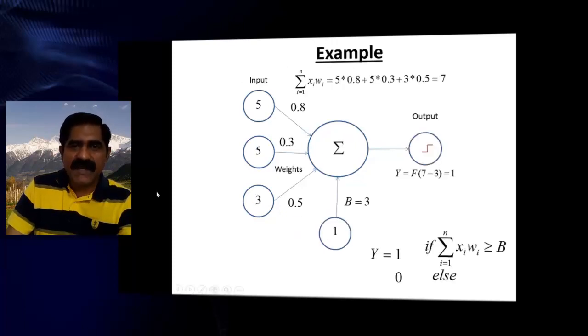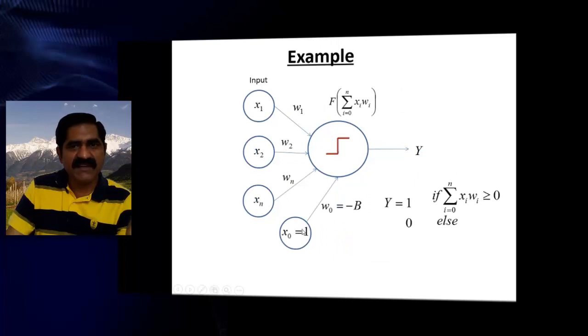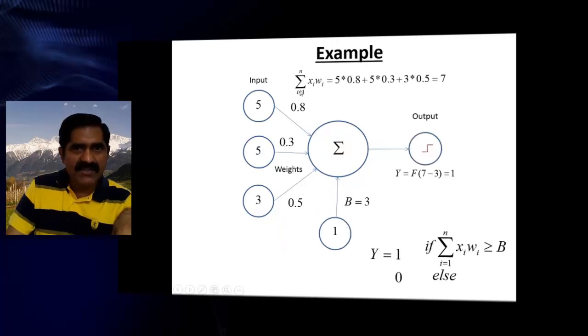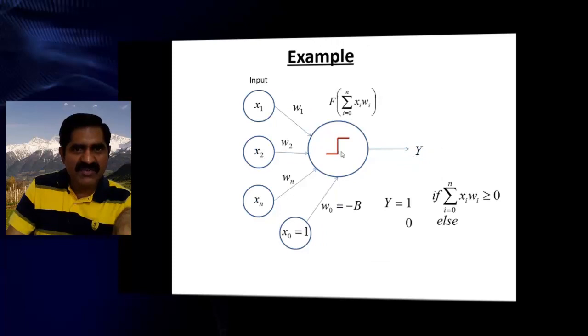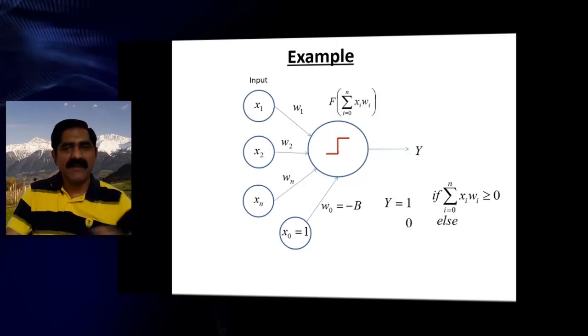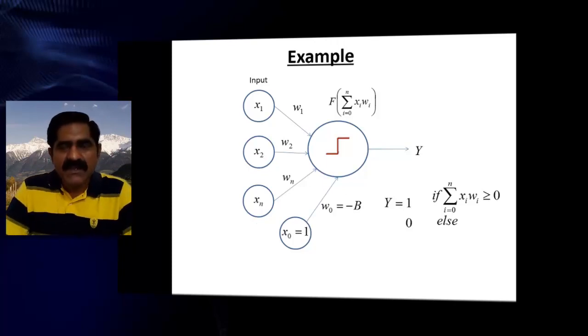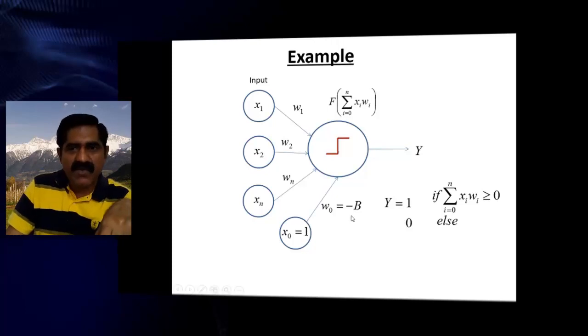Instead of keeping bias like this, if I bring the bias also as an input, always 1, with the weight being minus the bias value, then earlier we had i equal to 1 to n, now i equal to 0 to n. Why? Because bias is also added as an input. This is a bit easier to manipulate and handle mathematically. Now we compare the summed value from i equal to 0 to n: if it is greater than or equal to 0, the output is 1, otherwise it is 0.